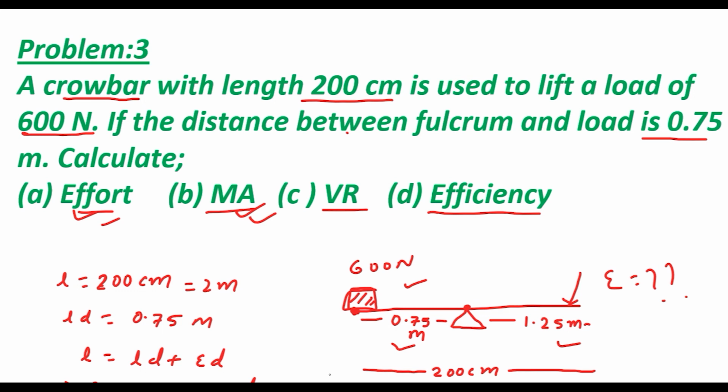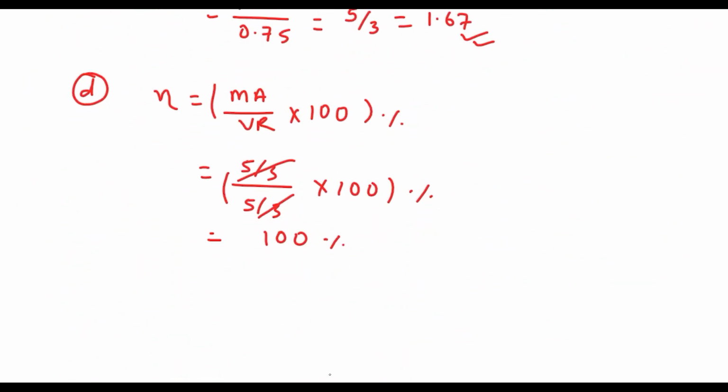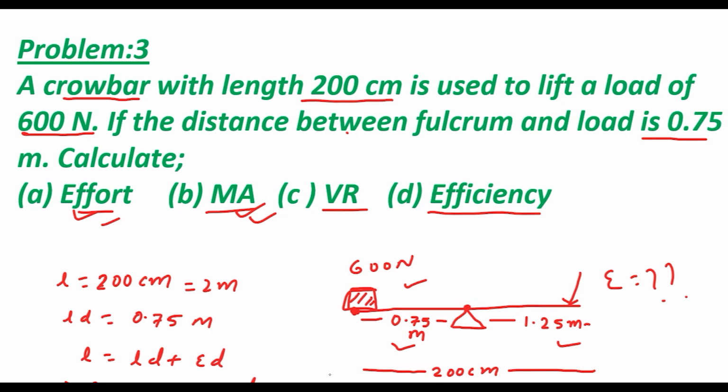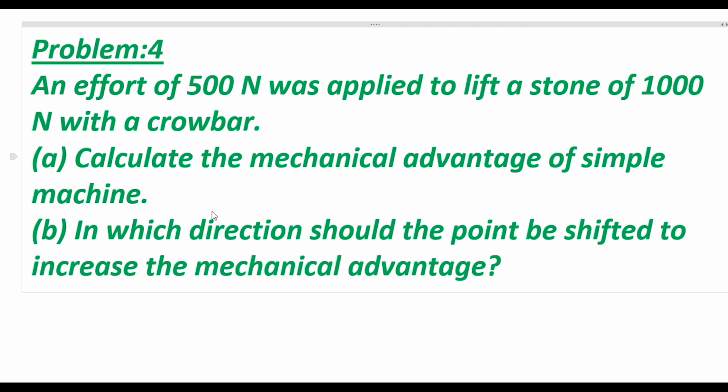So here efficiency means how much work is done by the machine, and we can calculate efficiency just by using this formula: MA by VR into 100. So our required efficiency is 100%. Let us move to the next problem, number 4.